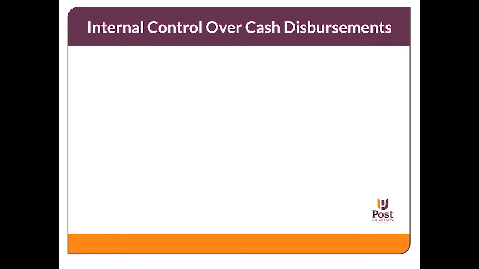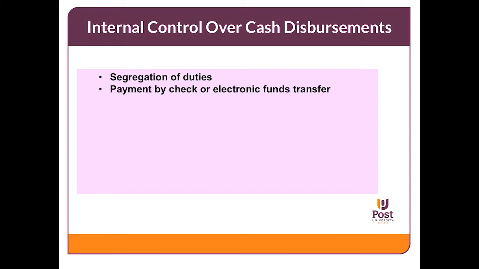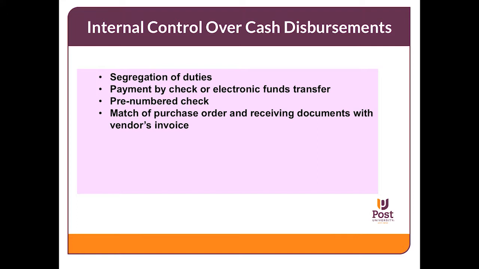Here are some additional internal control procedures over cash disbursements. Segregate duties. Pay by check or electronic funds transfer. Use a pre-numbered check. Match the purchase order and receiving documents with the vendor's invoice. I like to see all three matched before the transaction is recorded for payment. Review supporting documents by the authorized check signer.